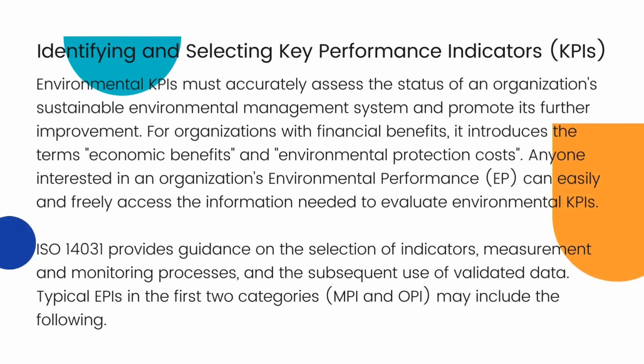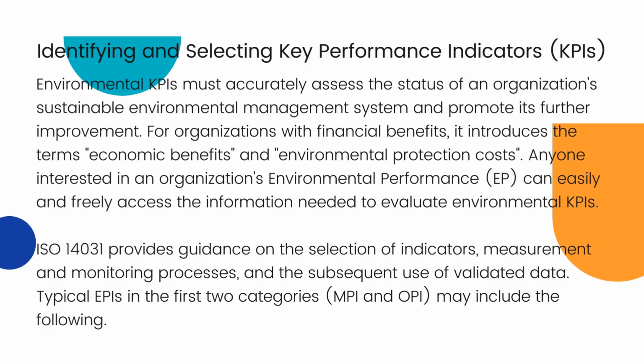Environmental KPIs must accurately assess the status of an organization's sustainable environmental management system and promote its further improvement. For organizations with financial benefits, it introduces the terms economic benefits and environmental protection costs. Anyone interested in an organization's environmental performance, EPE, can easily and freely access the information needed to evaluate environmental KPIs. ISO 14031 provides guidance on the selection of indicators, measurement and monitoring processes, and the subsequent use of validated data.